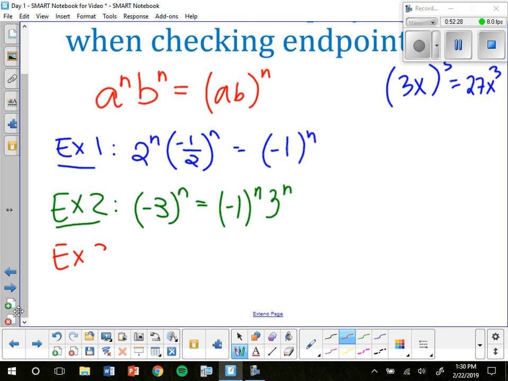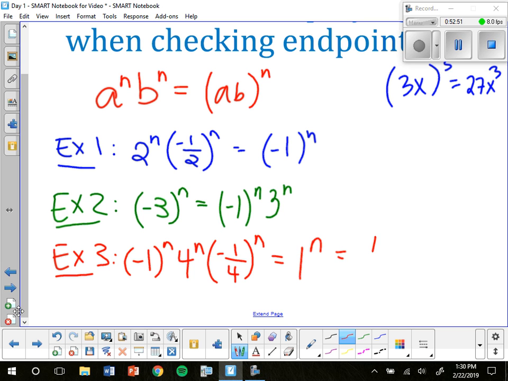Last example, if I have negative 1 to the n, 4 to the n, and negative 1/4 to the n, that equals 1 to the n. You can multiply everything together. And what does 1 to the n equal? 1. So that property is going to be really helpful as you're simplifying when you're checking your endpoints.